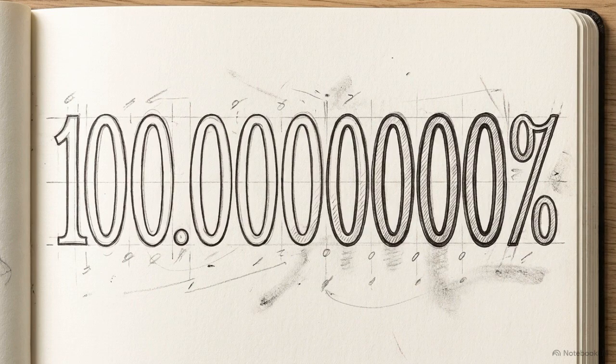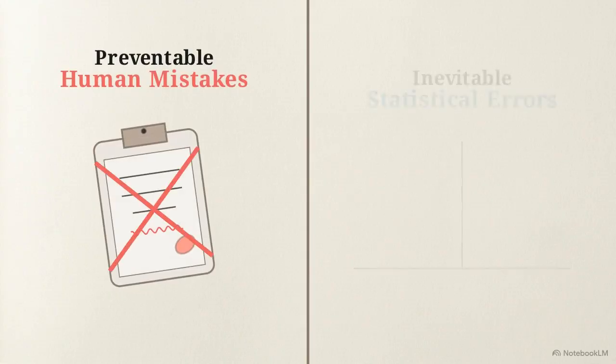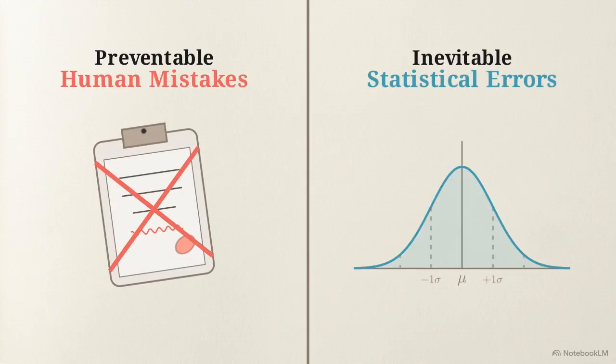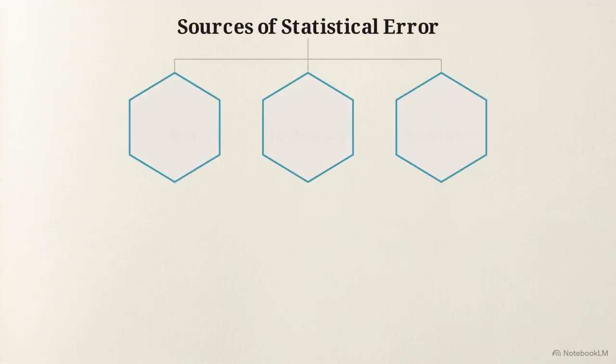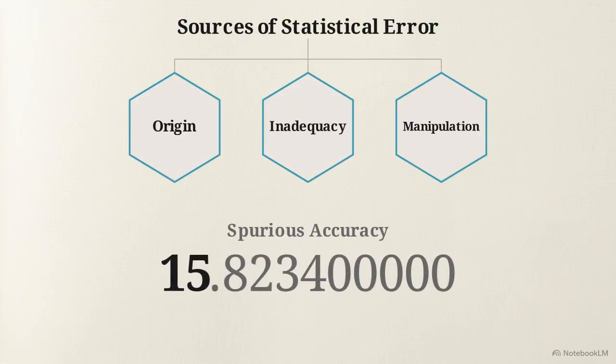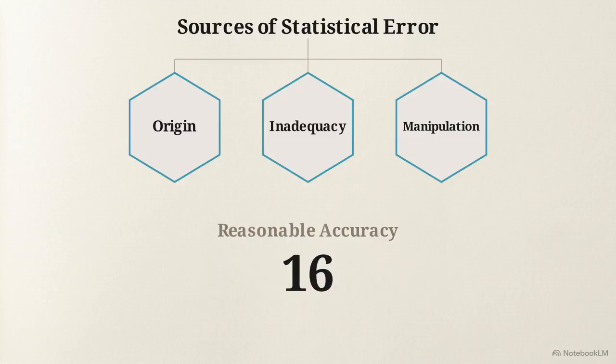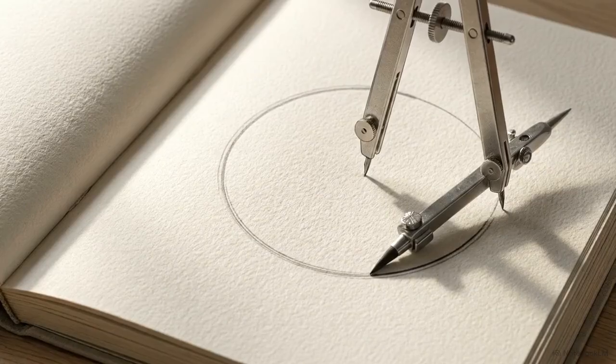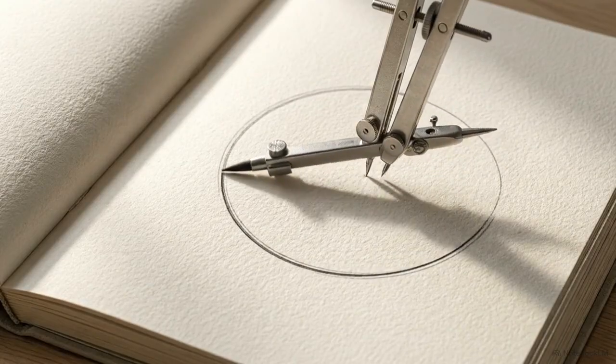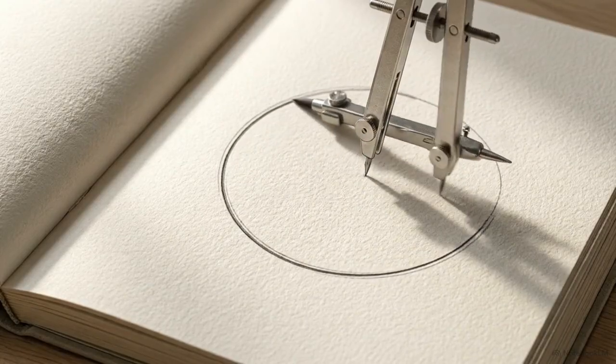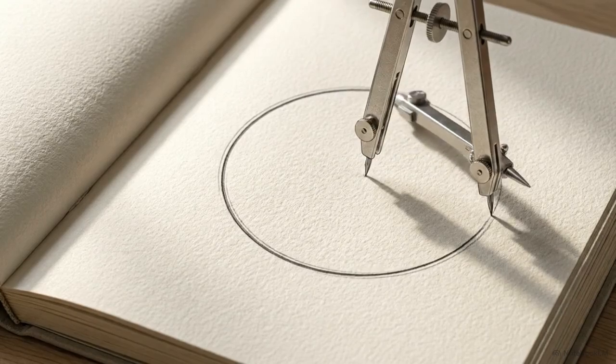Ignoring this reality leads directly to the precision fallacy, the dangerous practice of hiding inherent data uncertainty behind mathematically exact decimal points. To operate effectively with data, you must draw a strict line of demarcation. You must separate preventable human mistakes from inevitable statistical errors. We are going to map the 3 unavoidable sources of statistical error and then dismantle the dangerous illusion known as spurious accuracy. Mastering this taxonomy is the foundational step for professional data handling. It is the dividing line between a novice spreadsheet user and a rigorous statistician.